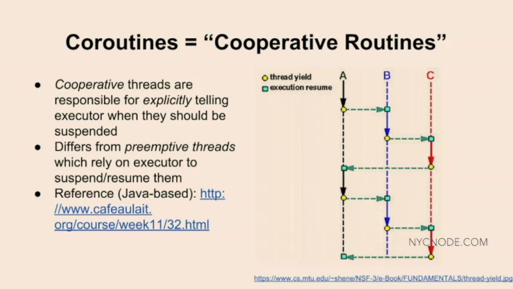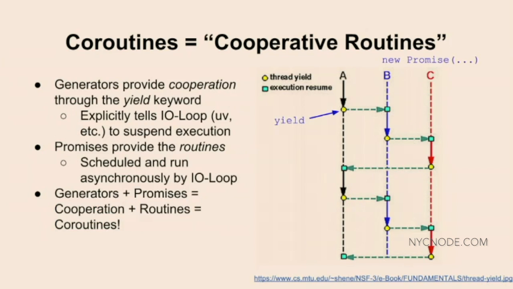And so this works out really well if you're a Node developer, right? Generators give you your cooperation through the yield keyword. When I yield in a generator, I suspend the context in which I'm running, which basically gives the runtime the opportunity to say, okay, schedule something else. And promises provide the routines.